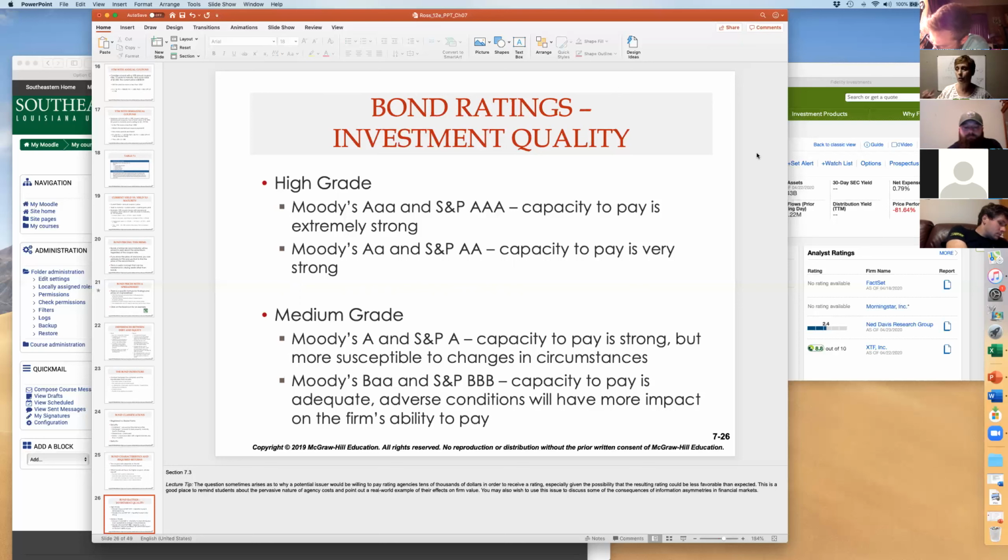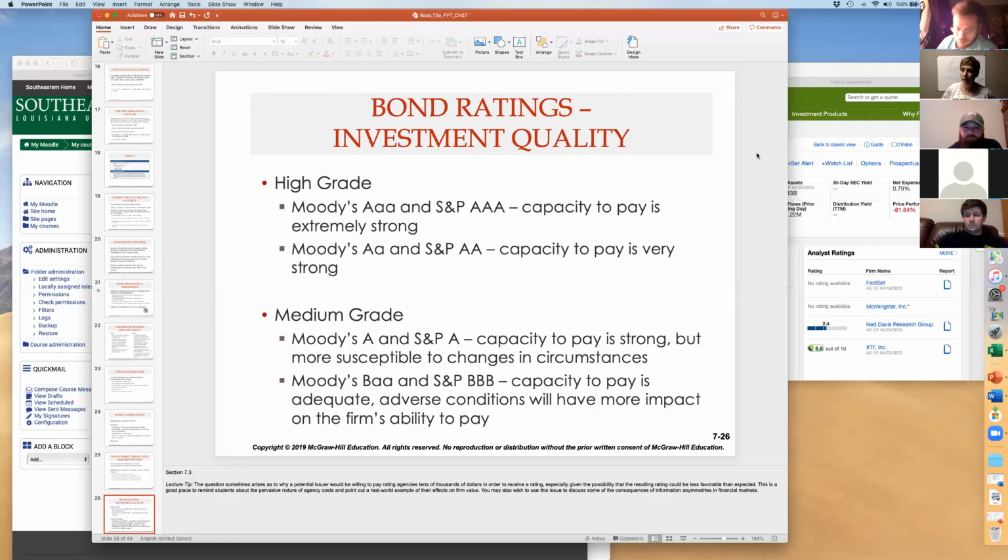But my grades are AAA ratings, and this basically means, whether it's Moody's or Standard & Poor's, there's a very high capacity of payment, very, very low possibility of default. And that's the same for AA, but a little less. Capacity to pay is very strong. It's just not excellent, in other words.